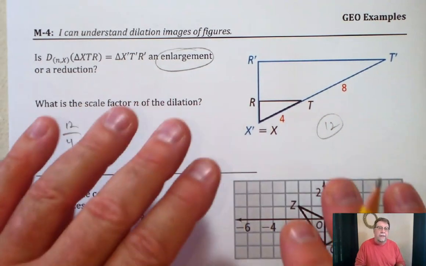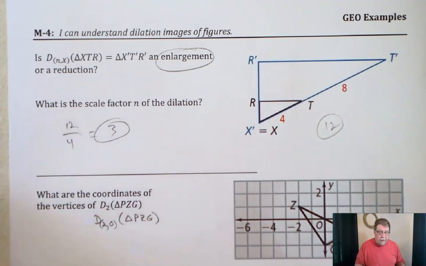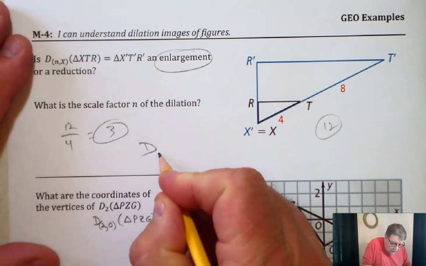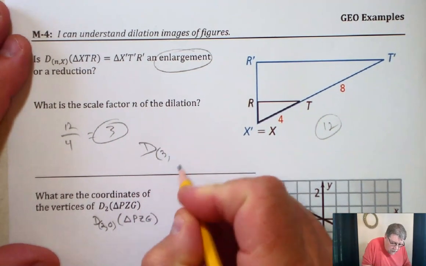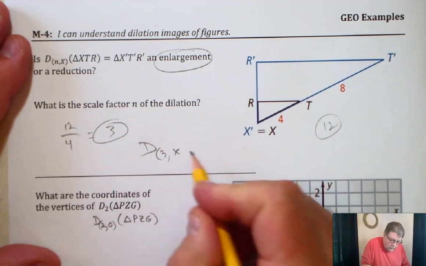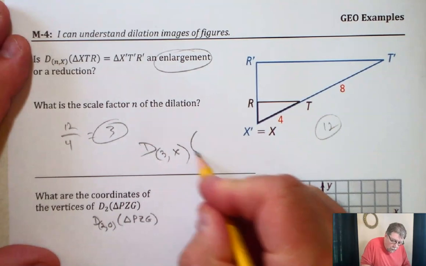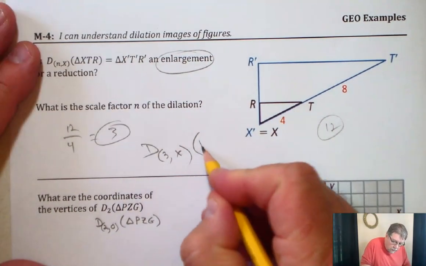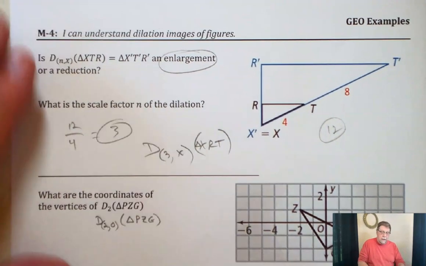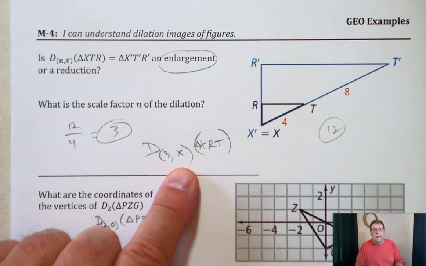So if we wanted to write the dilation rule, we could write D, and then in parentheses we'd write 3 comma X, because we're starting with X, and then we are enlarging what? Triangle XRT. Well, I should put a little triangle in there as well. That's the dilation rule for this.